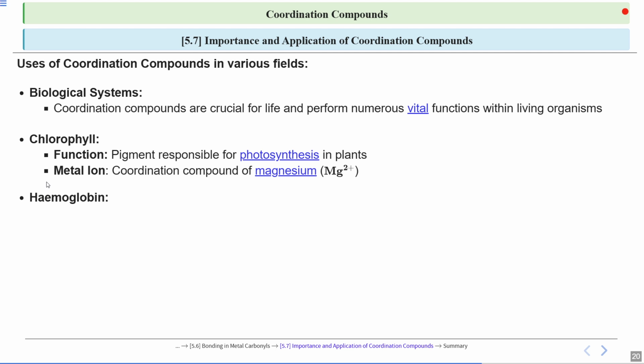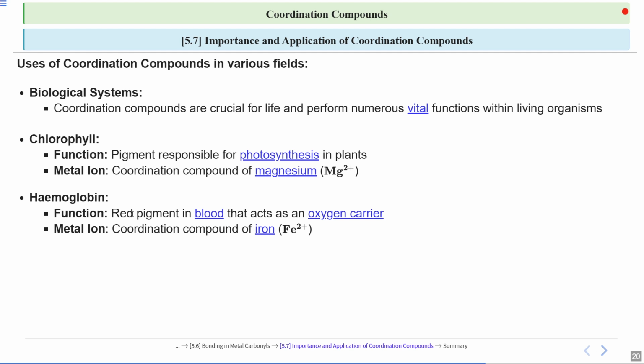The next example in living organisms is hemoglobin. Its function is as the red pigment in the blood that acts as an oxygen carrier. This red pigment present in human blood acts as an oxygen carrier throughout our body, in the veins, arteries and the heart. It is a coordination compound of iron. The metal present in the coordination compound inside the hemoglobin is iron in the 2 positive oxidation state.